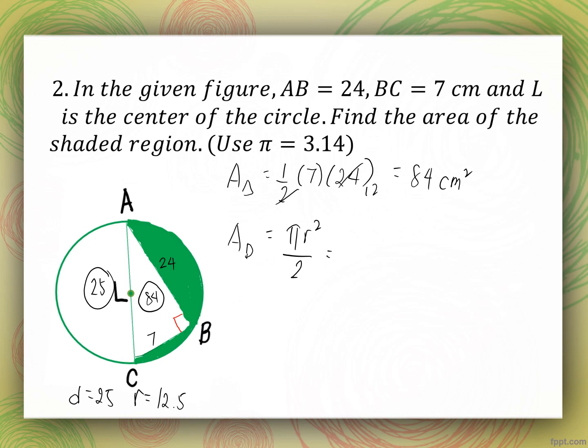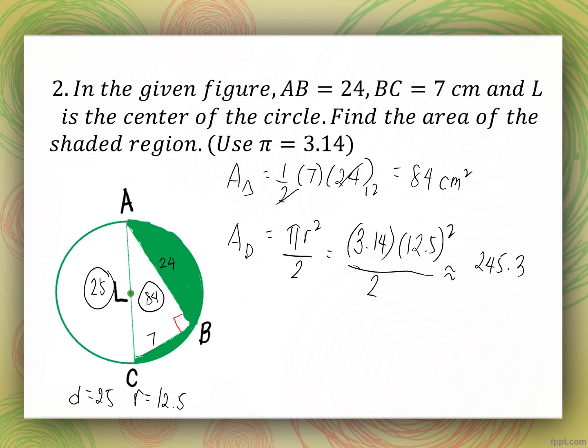Okay, so let's go straight solving for the area of the semicircle. So for pi, again, we will be using 3.14 times the radius of the circle, 12.5 squared, divided by 2. So if we solve this one, we will have approximately 245 point, let's use one decimal place, 245.3. Okay, now we have the area of the semicircle and then the area of the triangle.